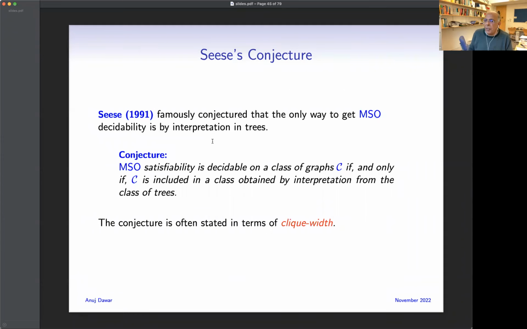The conjecture is usually stated in terms of clique width, which is another measure of the complexity of graphs, like Treewidth, but interesting in that it allows simple but dense graphs like cliques to have low width, hence the term.